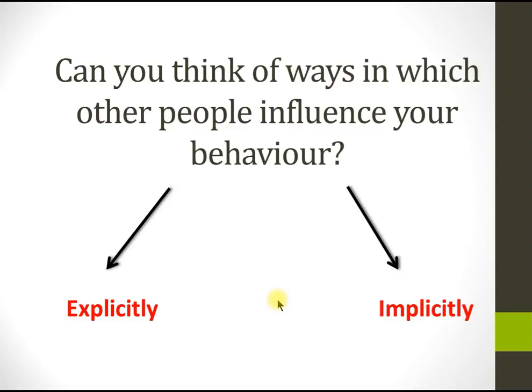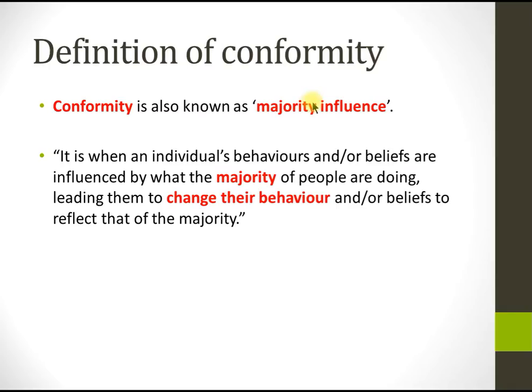Right, the best thing to do then is let's come up with some ways in which other people influence your behavior. I want you to write these down on your guide notes or somewhere. I want you to consider how people explicitly influence your behavior and implicitly influence your behavior. Pause the video now. Okay, welcome back. What I'd like you to do is bring those with you to next lesson, and we'll have a short discussion at the beginning.